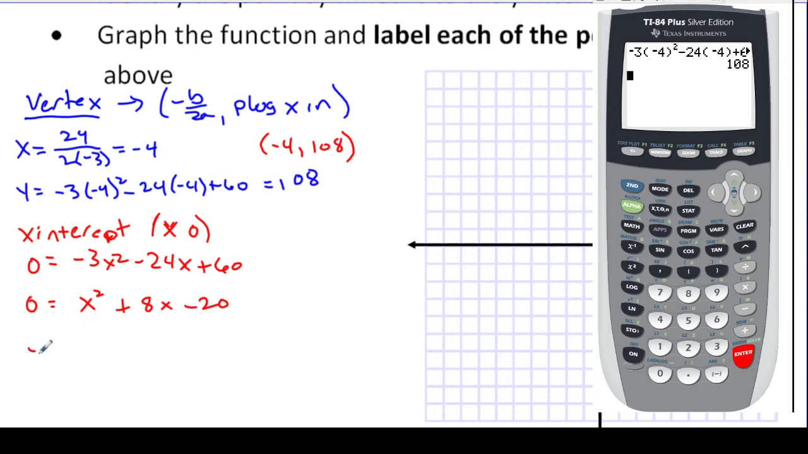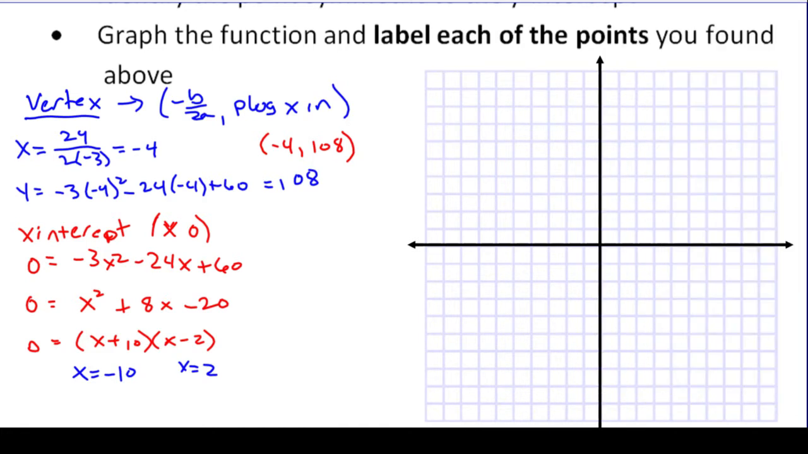And the reason I did this is because this is very easily factorable. If I can say what multiplies to negative 20 and adds up to 8, well, that's x plus 10 and x minus 2. Right? And so I'm going to get my 2 x values out of this pretty easily. I'm going to say in this case I get a negative 10 and I get a 2. Okay? So that's good.